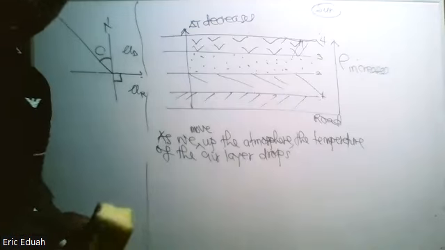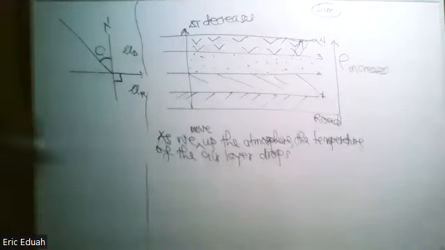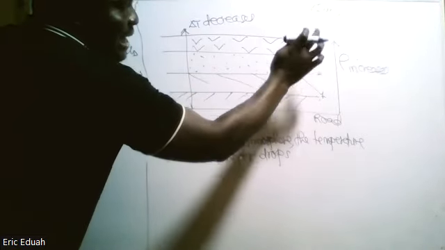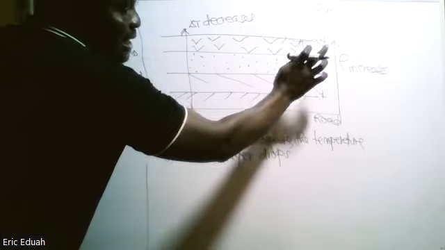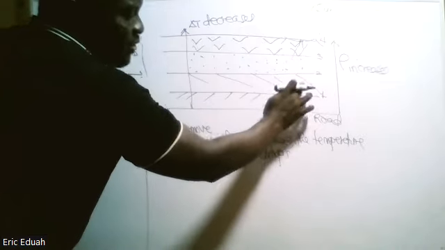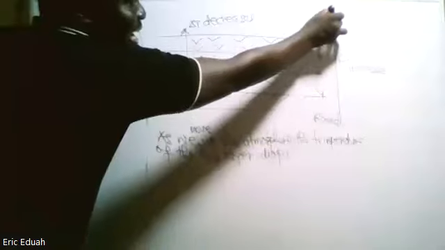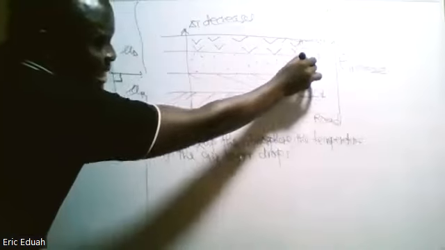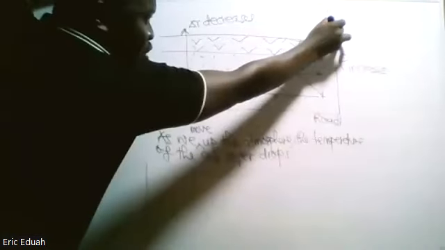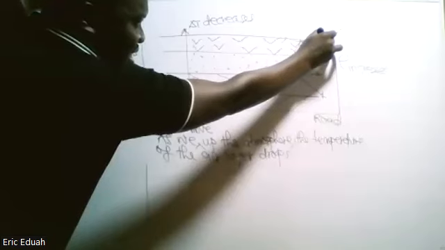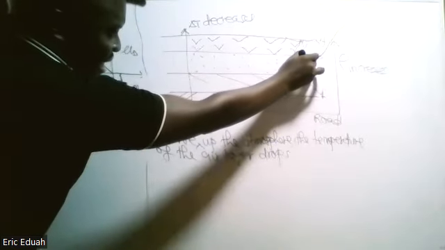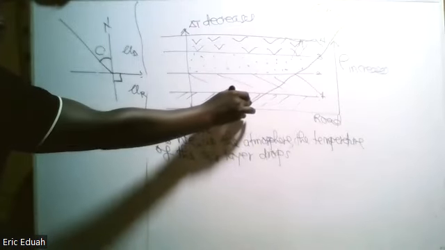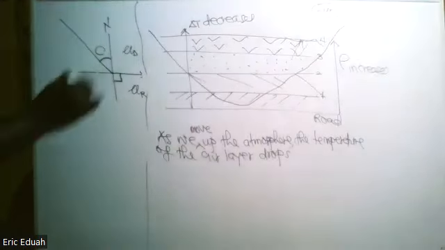A decreasing density, because this is cold, so the density of this will be greater than this one. So the sunlight or ray passes through air layers of decreasing density. And so if it is going through air layers of decreasing density, then it will be bending. By the time it gets to the ground, it will be bent up.